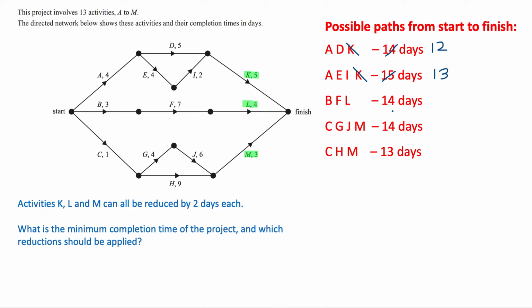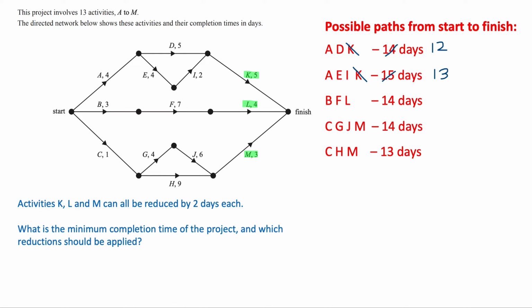So what we should try to do is, if we've got more things we're allowed to reduce, apply those reductions to see if we can get both of these paths down. Now we have to try to get both of them down, right? Otherwise there's no point, but let's see if we can get both of them down to 13 or less.